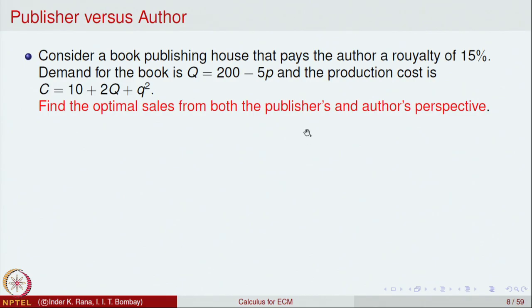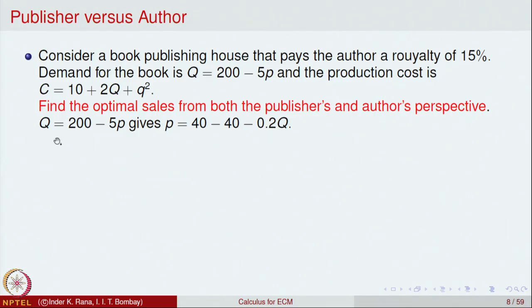So, we would like to know from the author's point of view and the publisher's point of view how much the author thinks the publisher should be selling, so that his share of royalties is maximum, and on the other hand the publisher would like to know how many books he should sell, so that his profit is maximum, because he has to produce the books, he has to spend on the cost, he has to give a royalty and so on. So, let us try to solve these two problems.